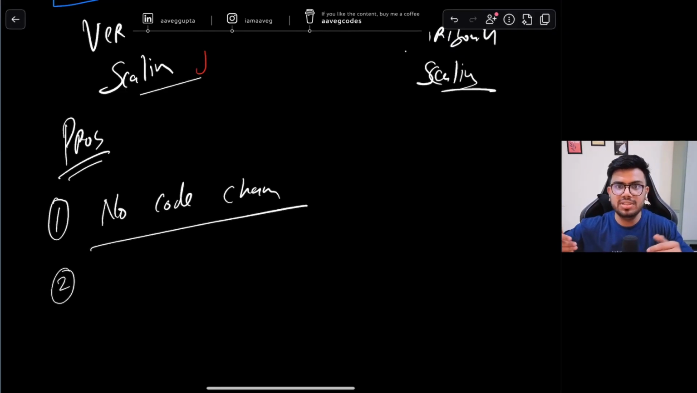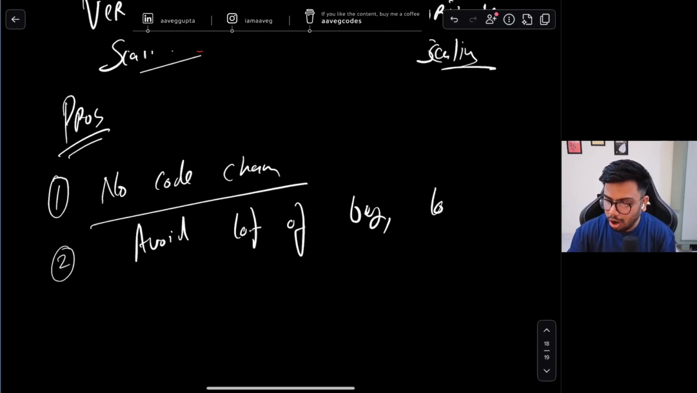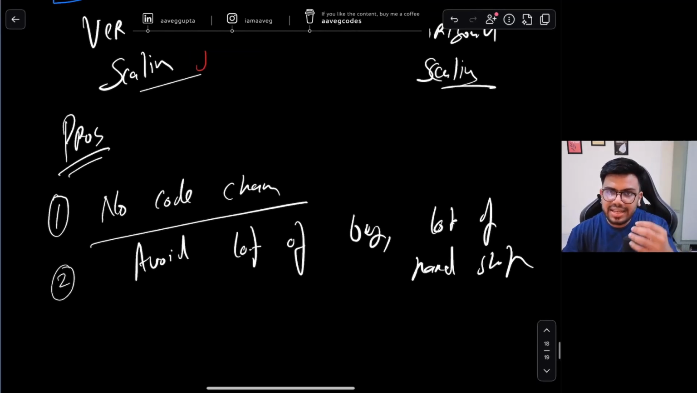Let's say if there are 2 machines and both of the machines do not agree on the same thing, then this is a huge clash. So with vertical scaling, you are actually avoiding a lot of bugs and a lot of hard stuff. Are you getting it? Because you have just increased the size of the server. Your code is the same, everything is the same.